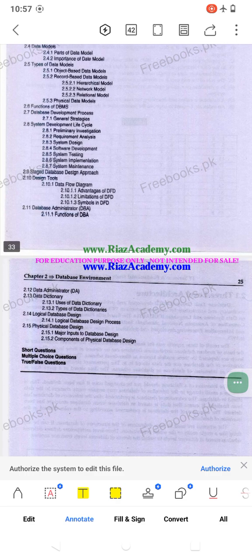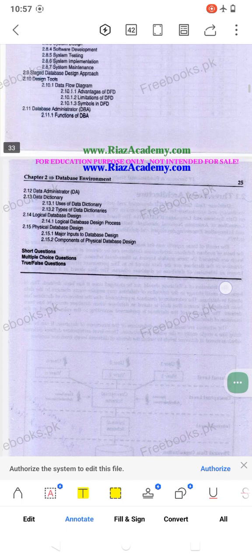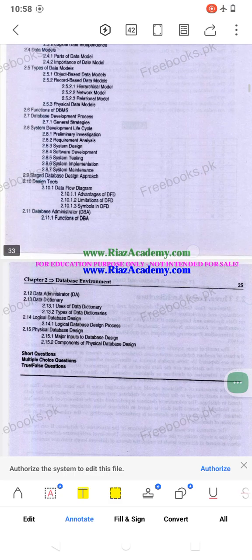Now, what about the functions of DBMS? In the last lecture we already discussed the functions of DBMS, database development process, system development lifecycle (SDLC), phases of SDLC, and the staged database design approach. What are the stages we have to adopt for designing our database, and the design tools? In that we already discussed DFDs, data flow diagrams. Next we have the topic of data administrator and database administrator. These two topics we already covered in the last physical class.